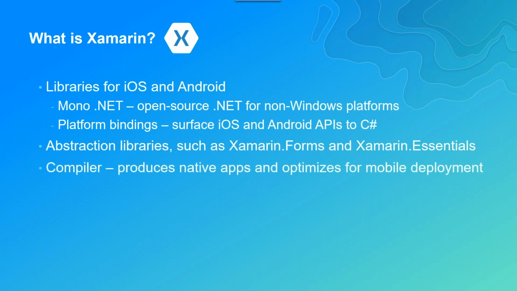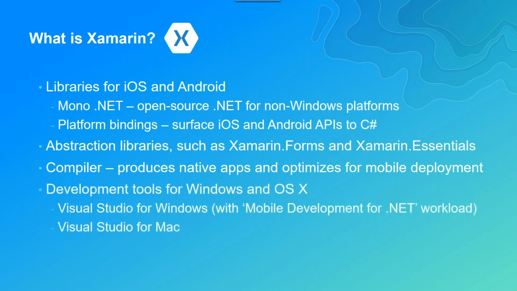A lot of the magic happens here with the compiler. Since your code base is just one code base of C# code in Visual Studio, we need to have some magic happen here that will produce the native apps from that single code base. So the compiler takes care of that and also has some optimization for your deployment. Again, I'd refer you to the Microsoft docs if you want the gory details on how some of that stuff works.